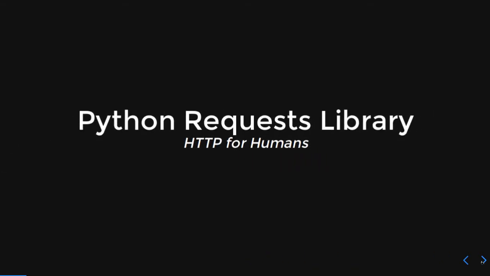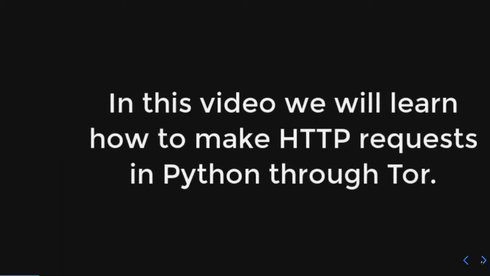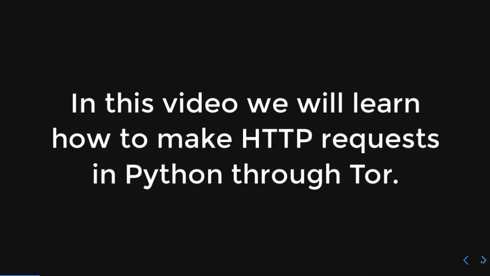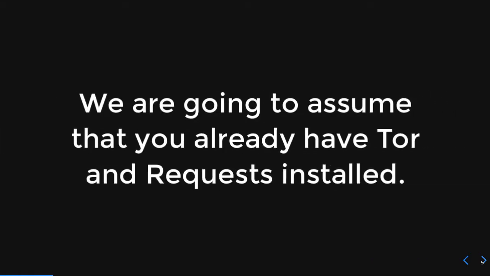And the Python requests library is kind of the ubiquitous HTTP requesting library. It just makes doing those kinds of requests super, super easy. It's pretty fantastic, and there's a lot of cool little add-ons for it. So in this video, we're going to be learning how to make HTTP requests in Python through Tor. We're going to assume that you already have Tor and requests installed. If you don't, each one has a great website that'll walk you through it, kind of beyond the scope of this little video.